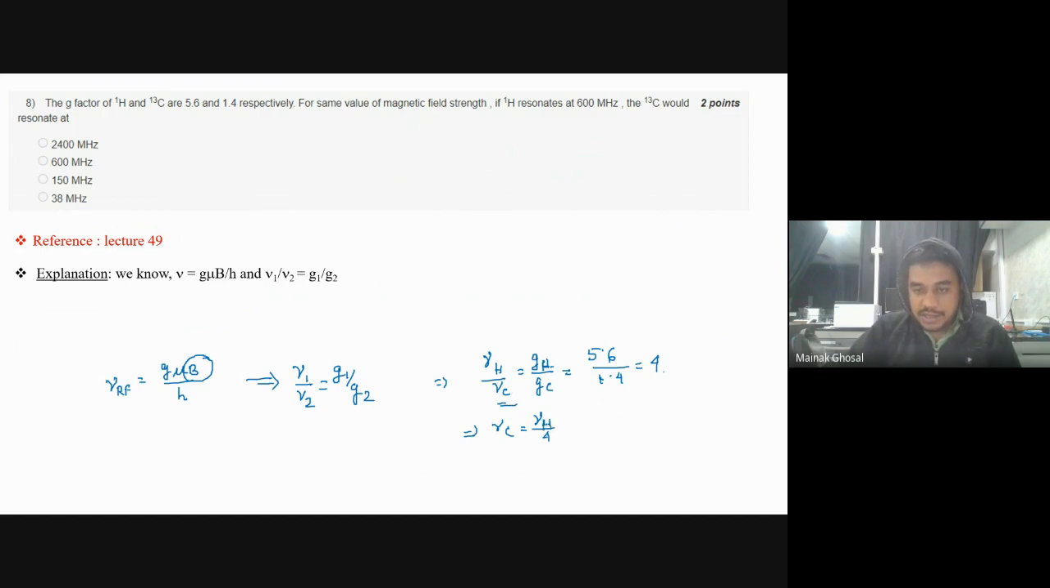Now hydrogen resonates at which frequency? 600 megahertz. So put the value of 600, this will be divided by 4. What will be the value? 150 megahertz. So this is the answer, 150 megahertz. So if there is a ratio of the gyromagnetic ratios or the G factors, and one resonates at 600 megahertz, then it is obvious that 13C will resonate at 150. Okay.